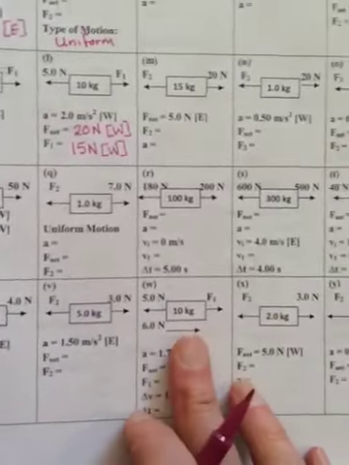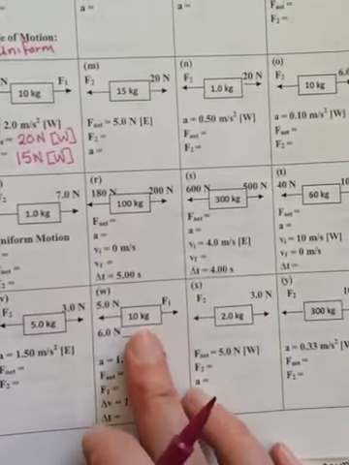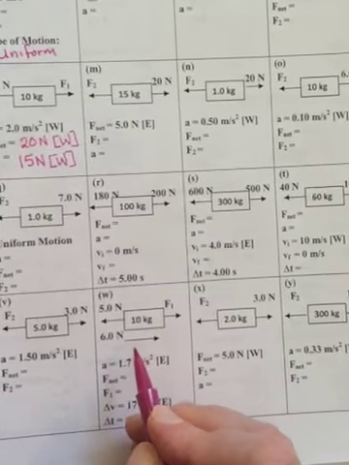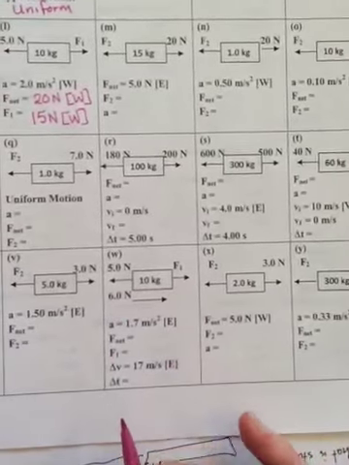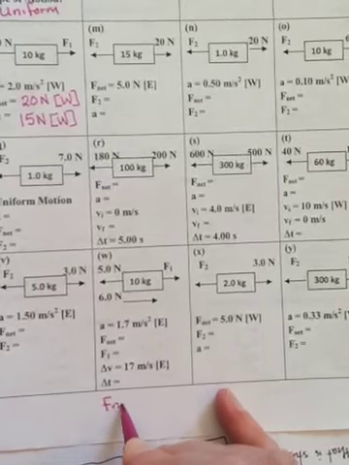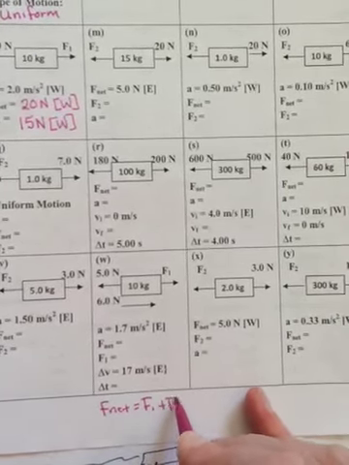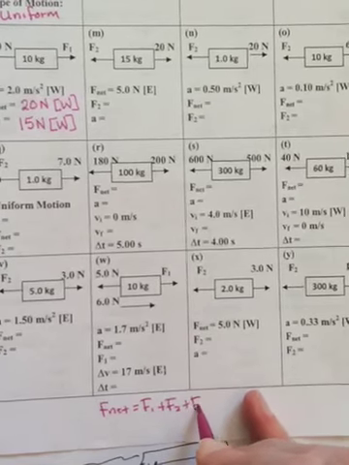And I think this one down here, W, is similar. There's an F3. The 6 newtons here is an F3, so then it just becomes F net is equal to F1 plus F2 plus F3.